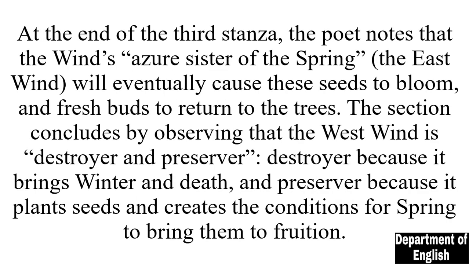At the end of the third stanza, the poet notes that the wind's azure sister of the spring, the east wind, will eventually cause the seeds to bloom and fresh buds to return to the trees. The section concludes by observing that the west wind is destroyer and preserver. Destroyer because it brings winter and death, and preserver because it plants seeds and creates the conditions for spring to bring them to fruition.